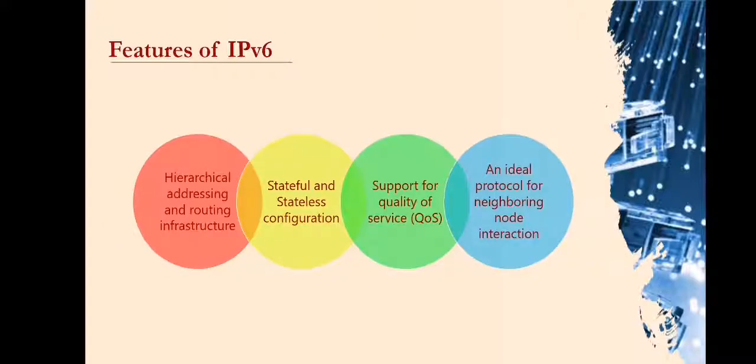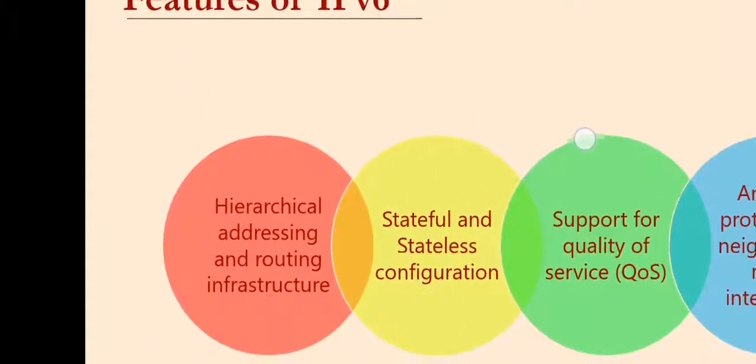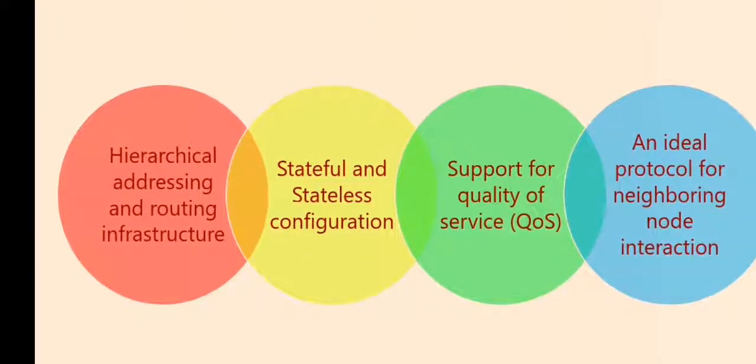The next are the features of IPv6. We have four features. Okay, zoom in. First is hierarchical addressing and routing infrastructure. Second feature, stateful and stateless configuration. Number three, support of quality of service. And lastly, we have an ideal protocol for neighboring node interaction.